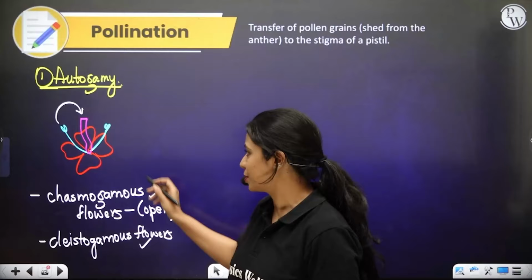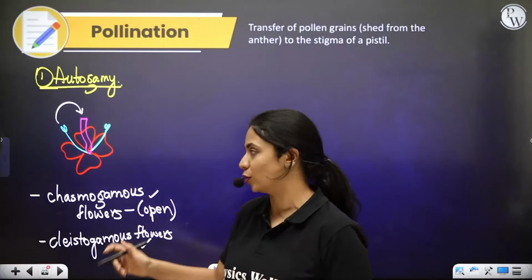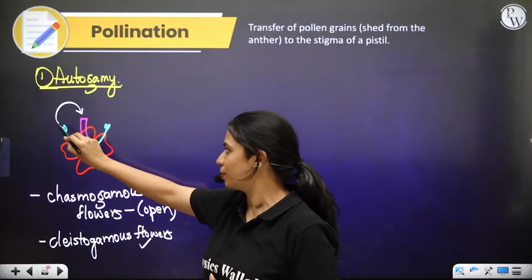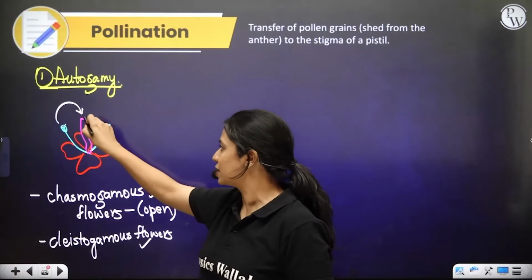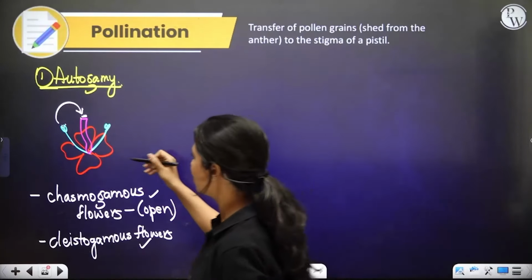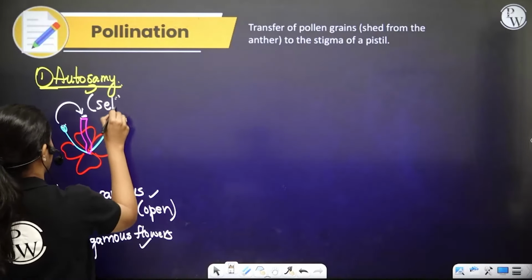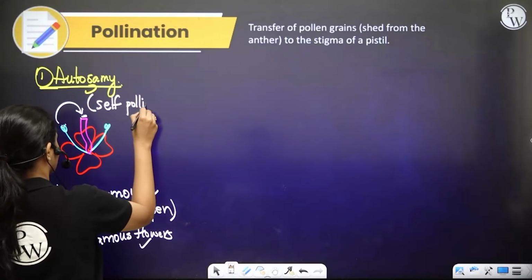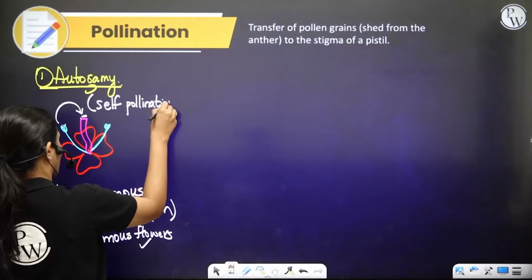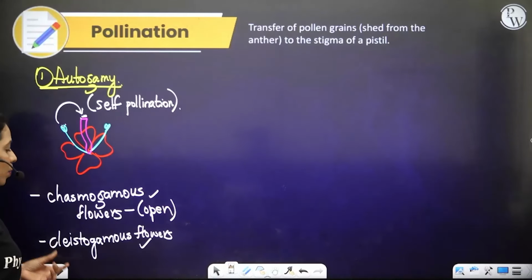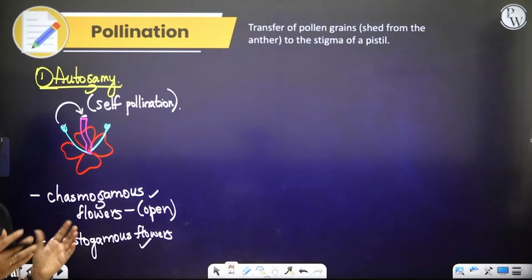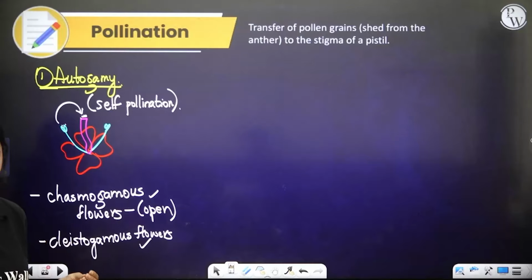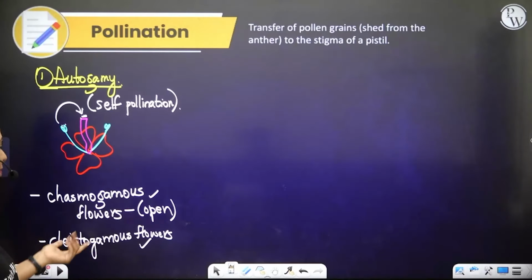What happens in cleistogamous flowers is, if the flower does not open at all, then the pollen from the same plant, same flower, will fall on the stigma of the same flower and cause self-pollination. One advantage of cleistogamous flowers is, over here you don't need a pollinator because the floral parts are placed very close to each other. Even in the absence of pollinator, seed set will be assured.